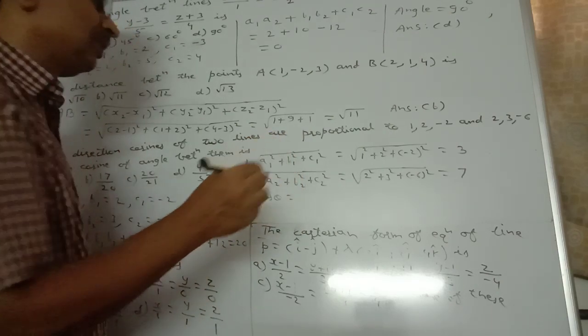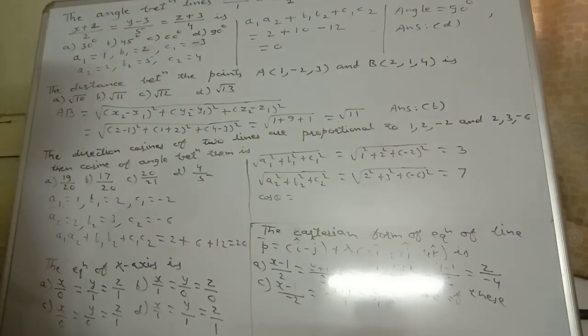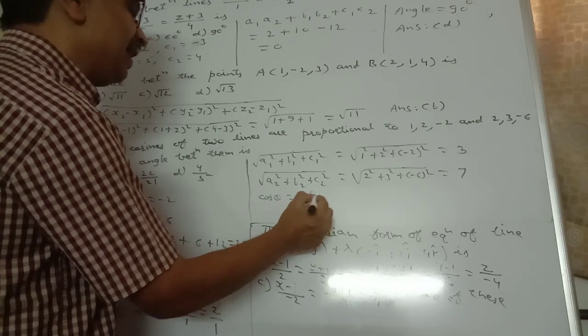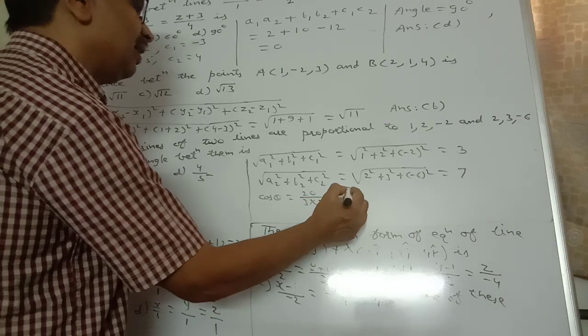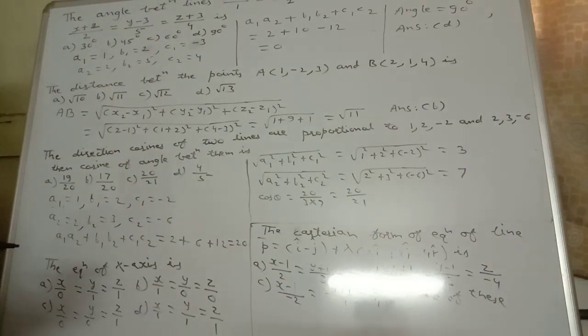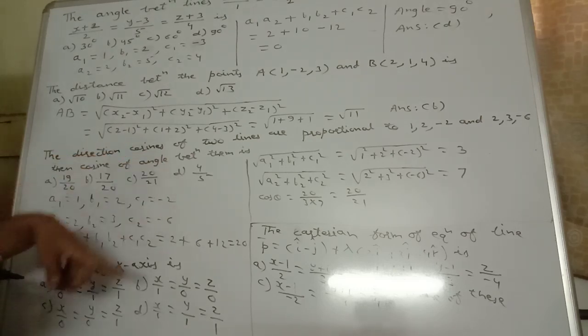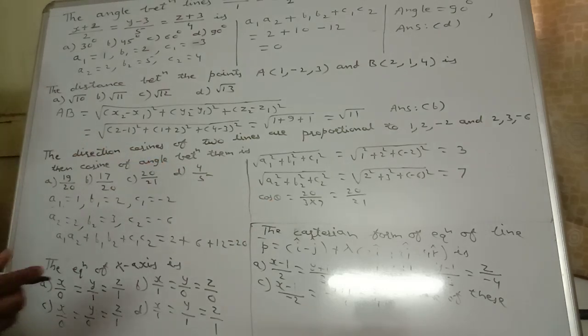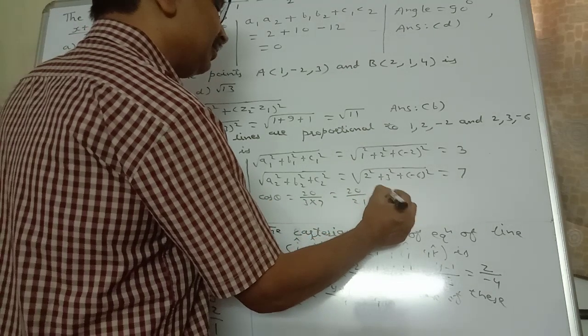Put the values in the formula. 20 divided by 3 into 7, 20 by 21. And we have to find the cosine of the angle between them, which means we have to find the value of cos theta only. So here the correct option is answer C.